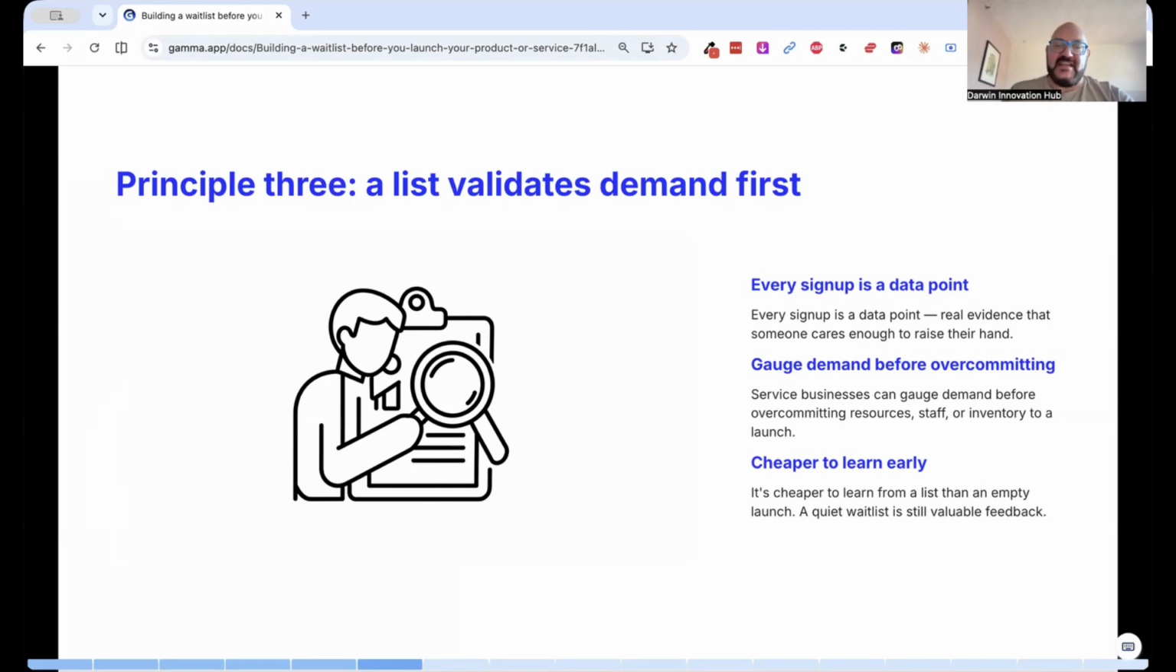And the first way we test that is with a delayed launch and a wait list, because each one of those signups tells us that somebody cares enough to opt in. And it gives us an idea of just how big that demand is. So if you give yourself a 3-month window with which to do this validation, you have 3 months of data coming in that's telling you, all right, people clearly do want this.